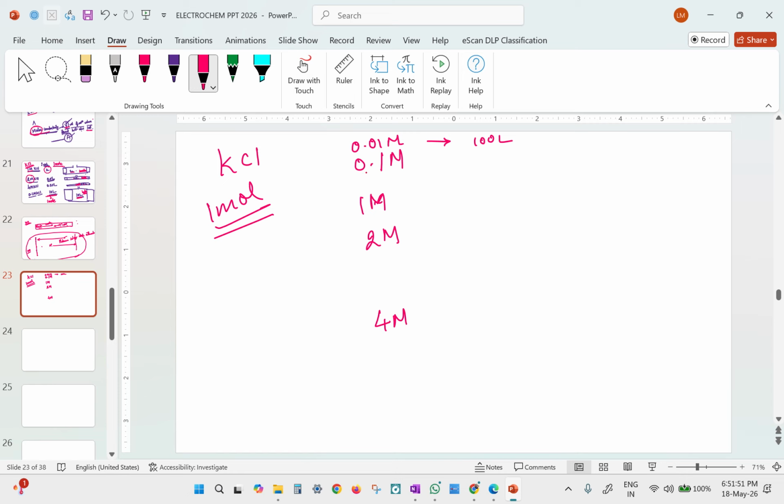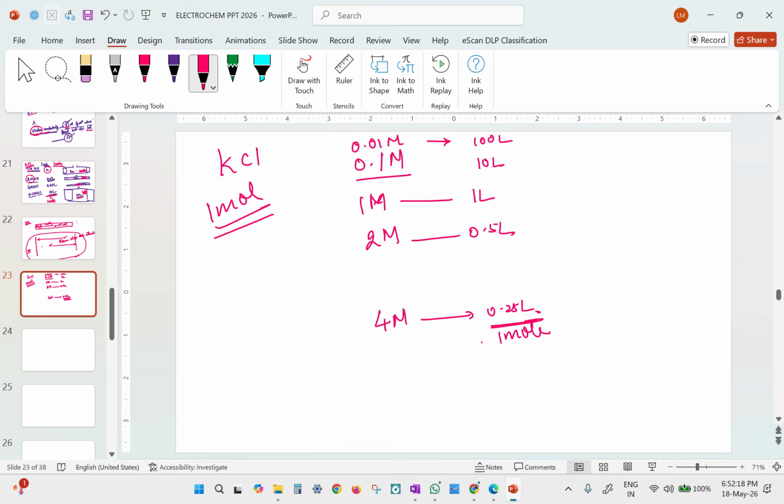Whereas in 0.1 M, it is present in 10 liters. Here it is in 1 liter. Here it is in 0.5 liters. If you take 3 M, it will be around 0.3 liters. Here it is going to be 0.25 liters. So when 1 mole is present in 0.25 liters, the ions are very close. The interionic attractions are large. Potassium is no longer free to move. Chloride is no longer free to move. Got it?